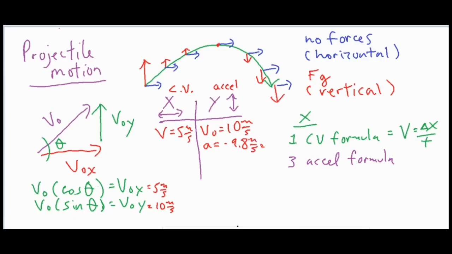And now some important values that you may add, this all depends on the situation, is if it comes back to ground level, just like we said for the free fall motion, then your final velocity will be negative 10 meters per second.